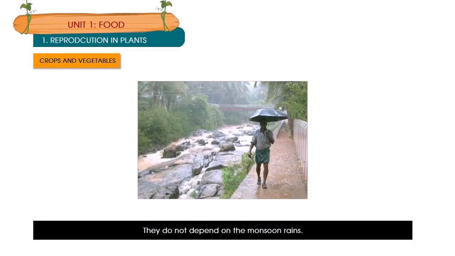Crops that grow from June to October are kharif crops. They depend largely on the monsoon rains. Examples are paddy and maize. Kharif crop, rabi crop. Crops that grow from November to April are rabi crops. They do not depend on the monsoon rains. Examples are wheat, beans, and legumes.